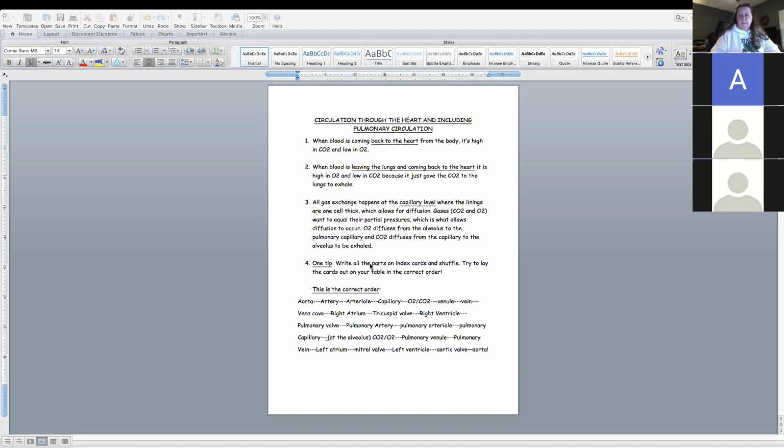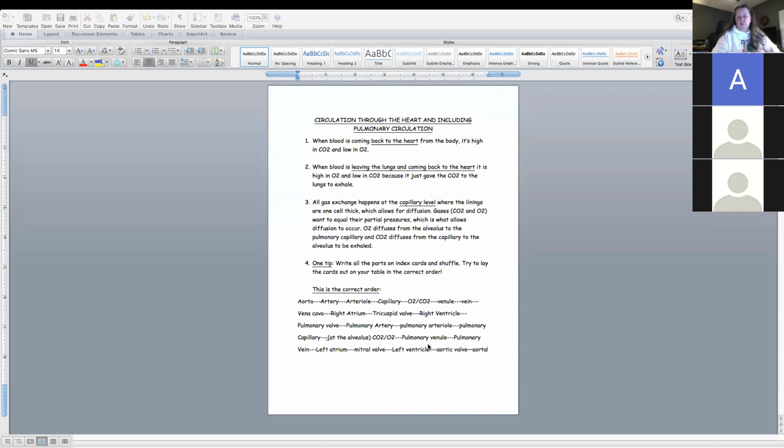Now I have a tip. You guys have a handout. All my students have had handouts, and I do this for three tests. I had a student who literally wrote all these parts down on index cards and shuffled them. Then she tried to lay them out on her table in order. You could also put them on sticky notes on a window or a board or a wall and try to put them in the proper order. Really, that's how I think it could help you study.